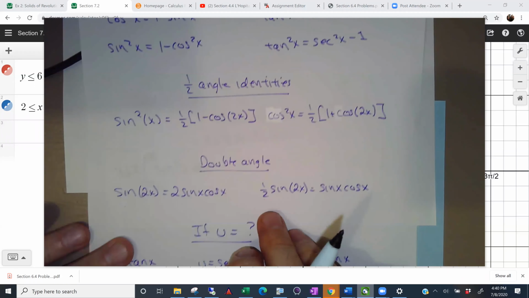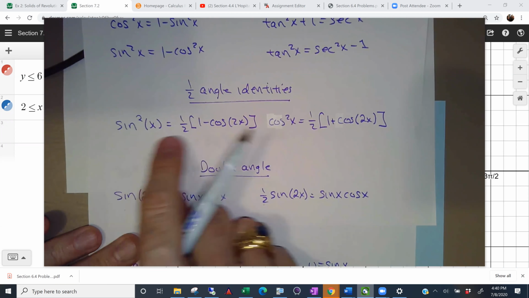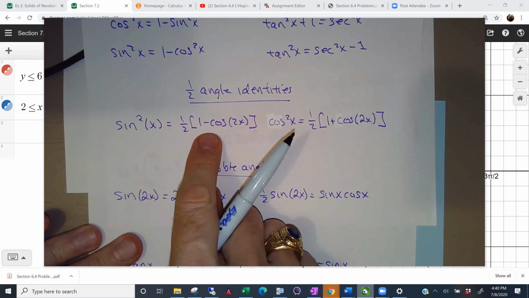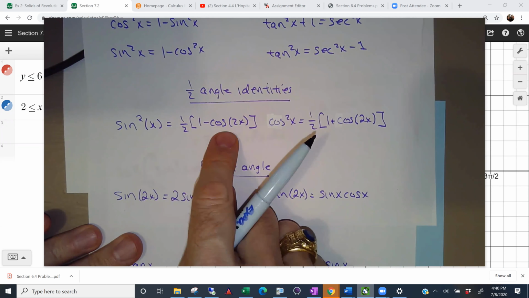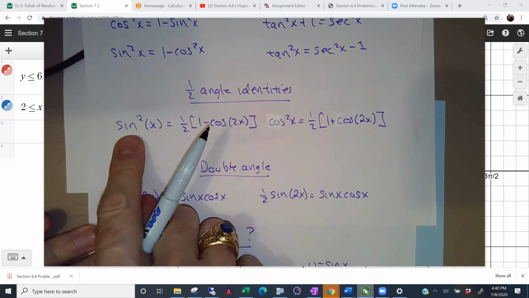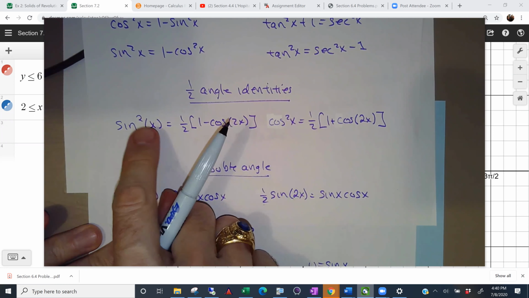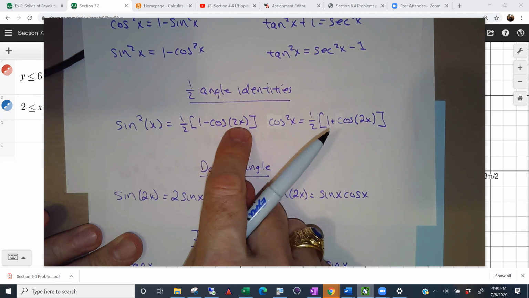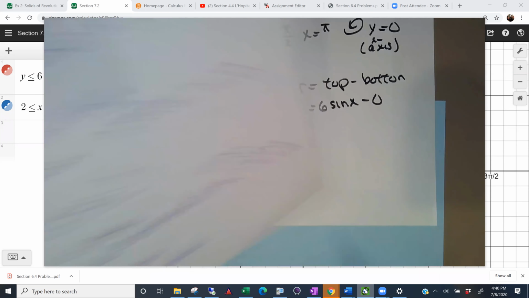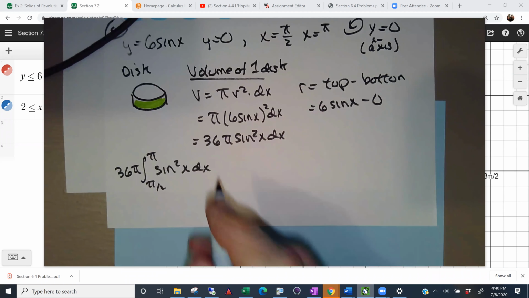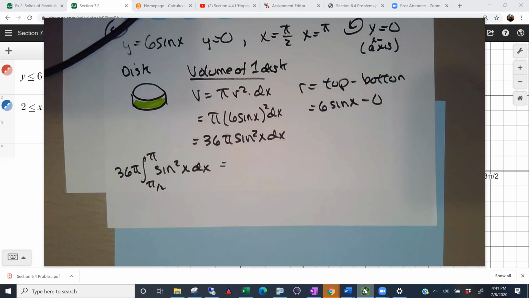So sine squared can be replaced by 1/2 times 1 minus cosine of 2x. Basically, when you're going from a squared down to this, you have to double the angle. So if I had a 3x here, this would be a 6x here. So let's take a look.